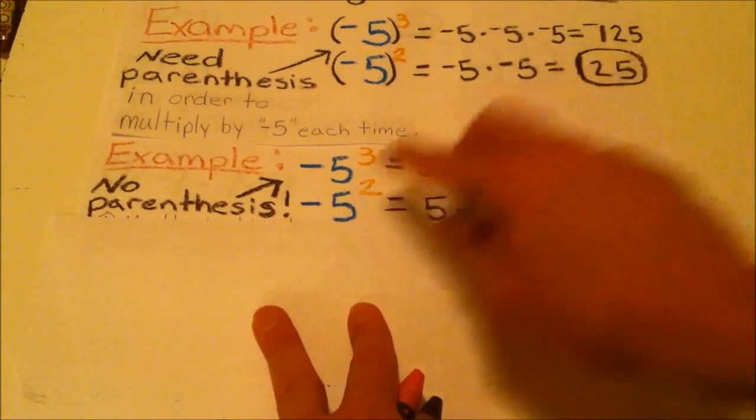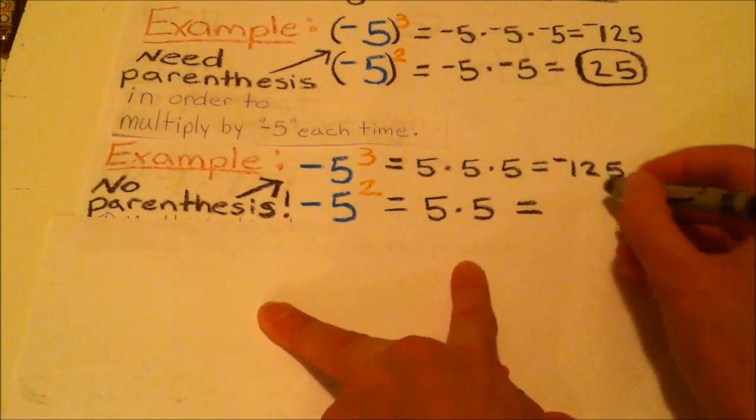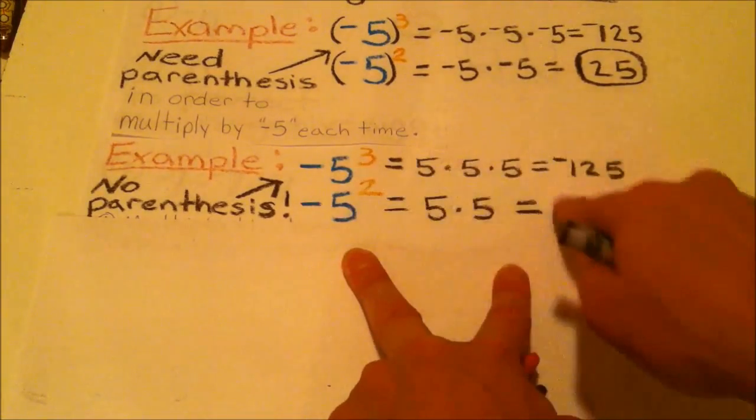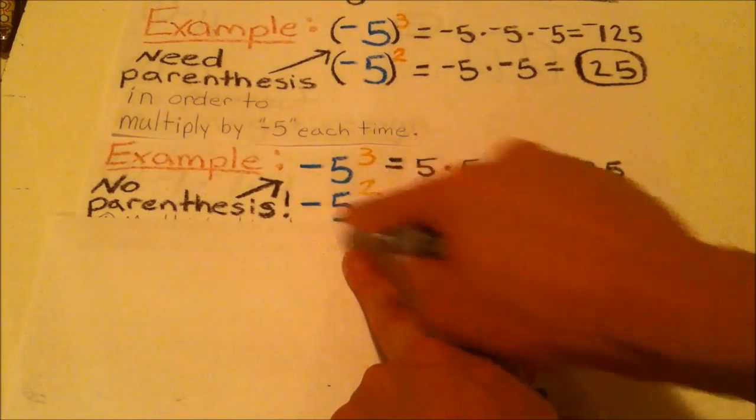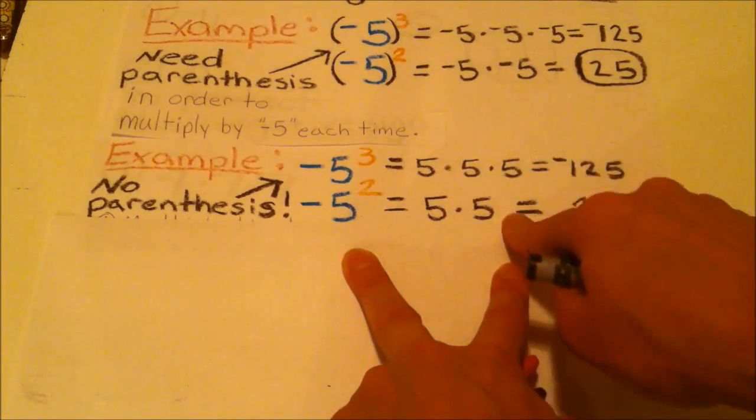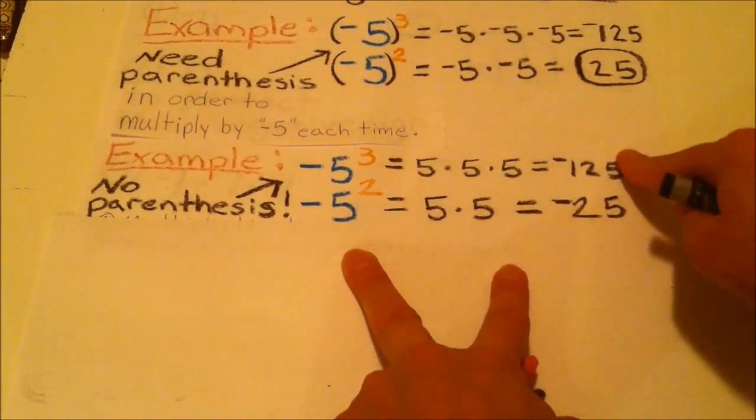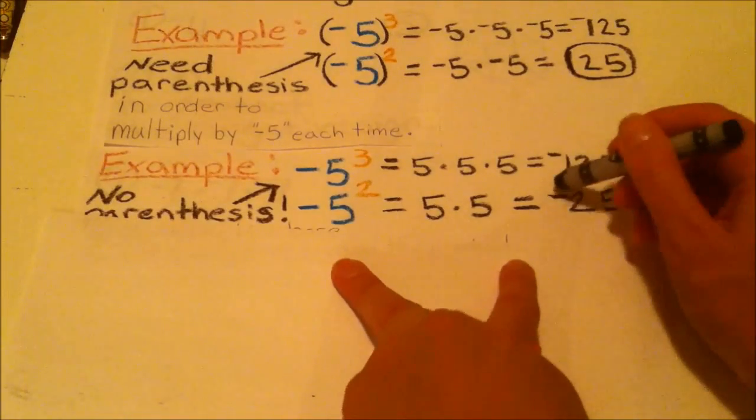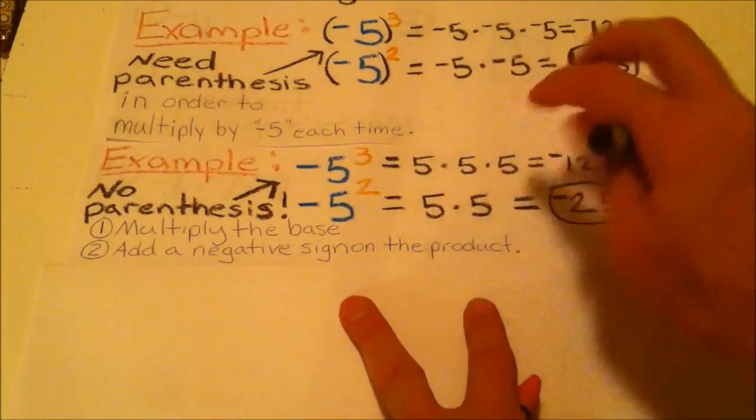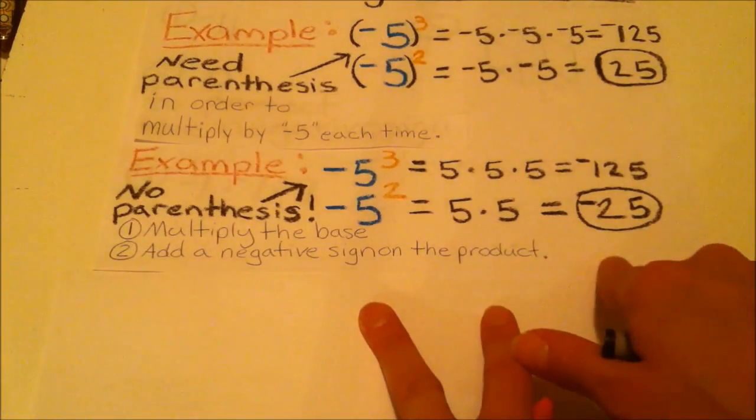But in this case, negative 5 squared, 5 times 5 is 25, and I'm going to bring the negative sign over. Since the parentheses was not around the negative 5, I did not multiply a negative 5 times a negative 5. I only multiplied the 5s, which is 25, and I simply carry over my negative sign when there's no parentheses here. So this answer is a negative 25. And I'm going to circle it like I did up top. So when you have no parentheses, you multiply the base and you add a negative sign on the product.